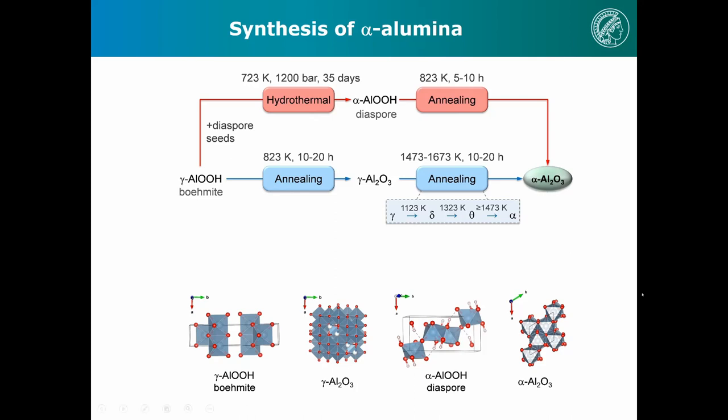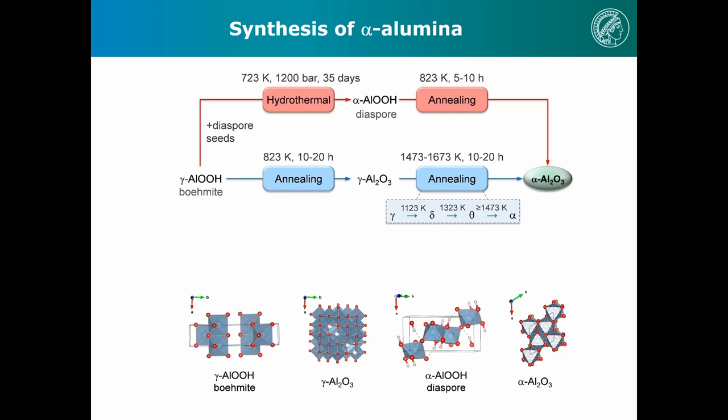Normally, if you want to produce alpha alumina, you start with some oxyhydroxide precursor and heat. You get a gamma alumina intermediate, you get other intermediates, kappa, theta, eta, whatever. There are many transition aluminas, and eventually at something like 1200, 1300, 1400 centigrade, you finally get alpha alumina. The problem is if you're at 1400 centigrade, you get severe sintering. The particles are really big.